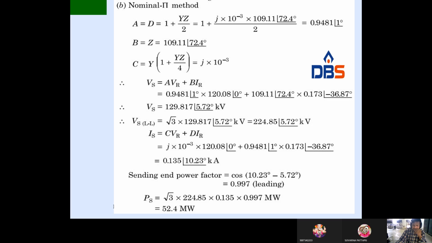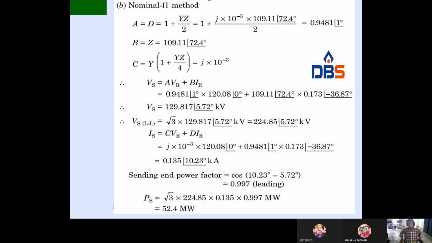For the nominal-π method, we know the given Z and Y. We know the ABCD constants for nominal-π. So A equal to D equal to 1 plus YZ by 2, B is equal to Z, C is equal to Y into 1 plus YZ by 4. Now substituting the Y value and Z value, we get A, B, C, D values separately. Then by the basic definition, Vs is equal to A VR plus B IR, Is is equal to C VR plus D IR. By that, we have to determine the sending end voltage and sending end current.